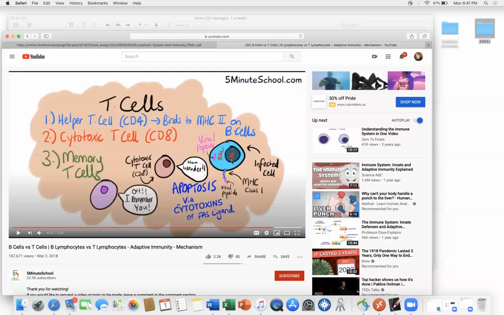One, it'll tell the cell, hey, it's time to die, via these things, cytotoxins and FAS ligand. They're just fancy chemical stuff. Just know that the CD8 will attach onto this infected cell, and it'll tell the cell, and that's called apoptosis, hey, go die.